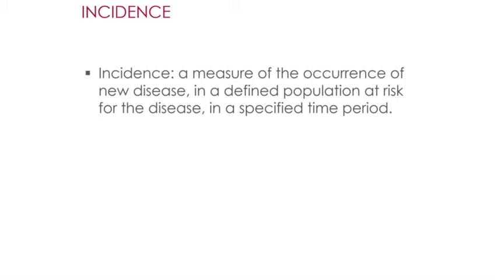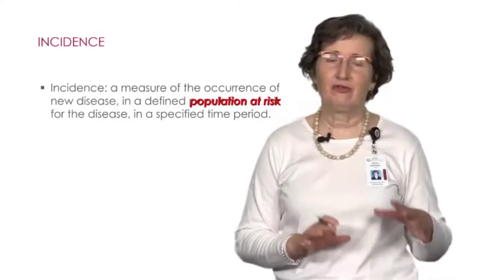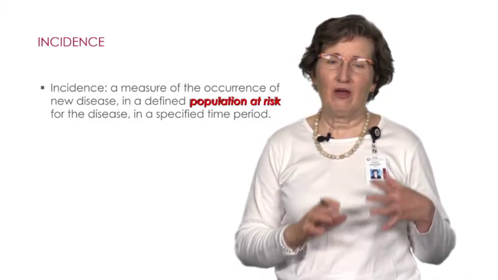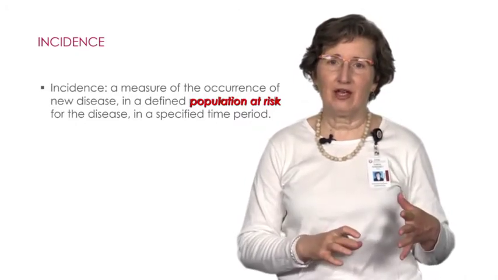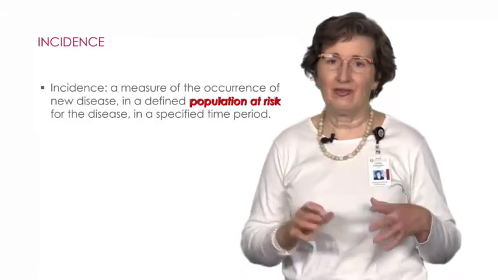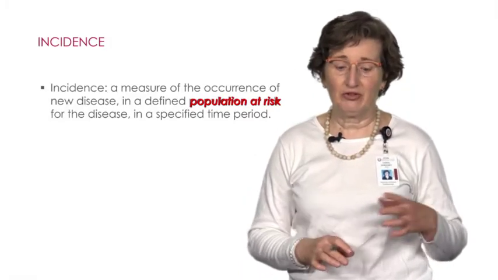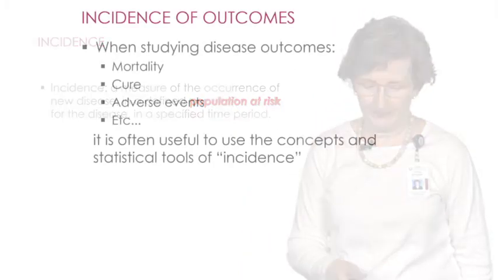So this is an epidemiology, public health textbook definition of incidence. Incidence is a measure of the occurrence of new disease in a defined population at risk for the disease in a specified time period. And that phrase population at risk is actually quite important. There's this concept of defining your denominator, all the people who you're going to be observing, and then those events are going to occur within that population, and then you're able to keep track of all of them.